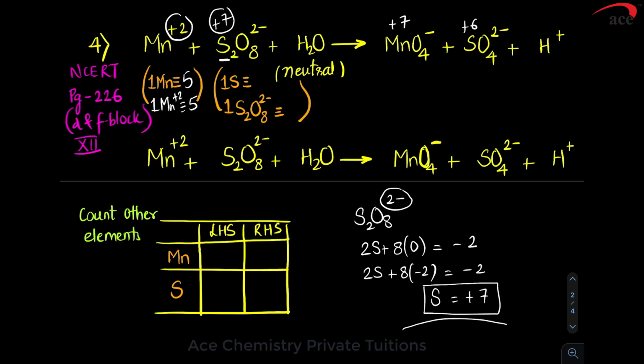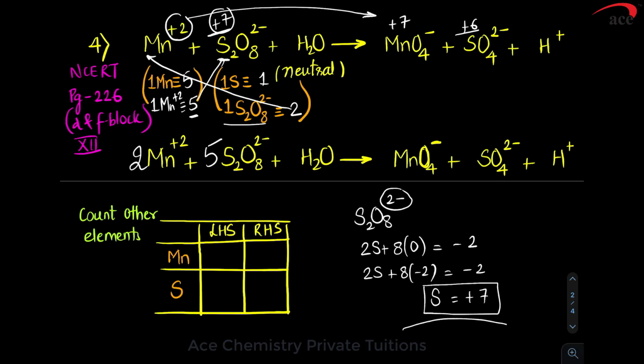Here is plus 6. So what is happening to manganese is going from plus 2 to plus 7. So changes by what? 5. Sulfur is going from plus 7 to plus 6, changes by 1. But you are dealing with S2O8. So total changes by what? 2. So total change with this is 2. What do we do next? We cross multiply. So the number here will be 2, number here will be 5.